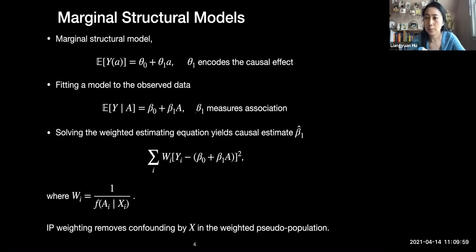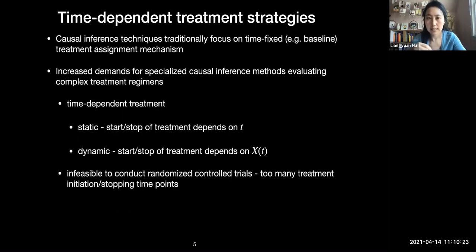But we can get to causation by solving some weighted estimating equation, with the weights being the inverse of the conditional probability of treatment assignment given some confounders. So this is so-called inverse probability weighting. It works because it removes confounding by X in the weighted pseudo population. So that's sort of how we can use marginal structure model in a relatively simple causal inference setting.